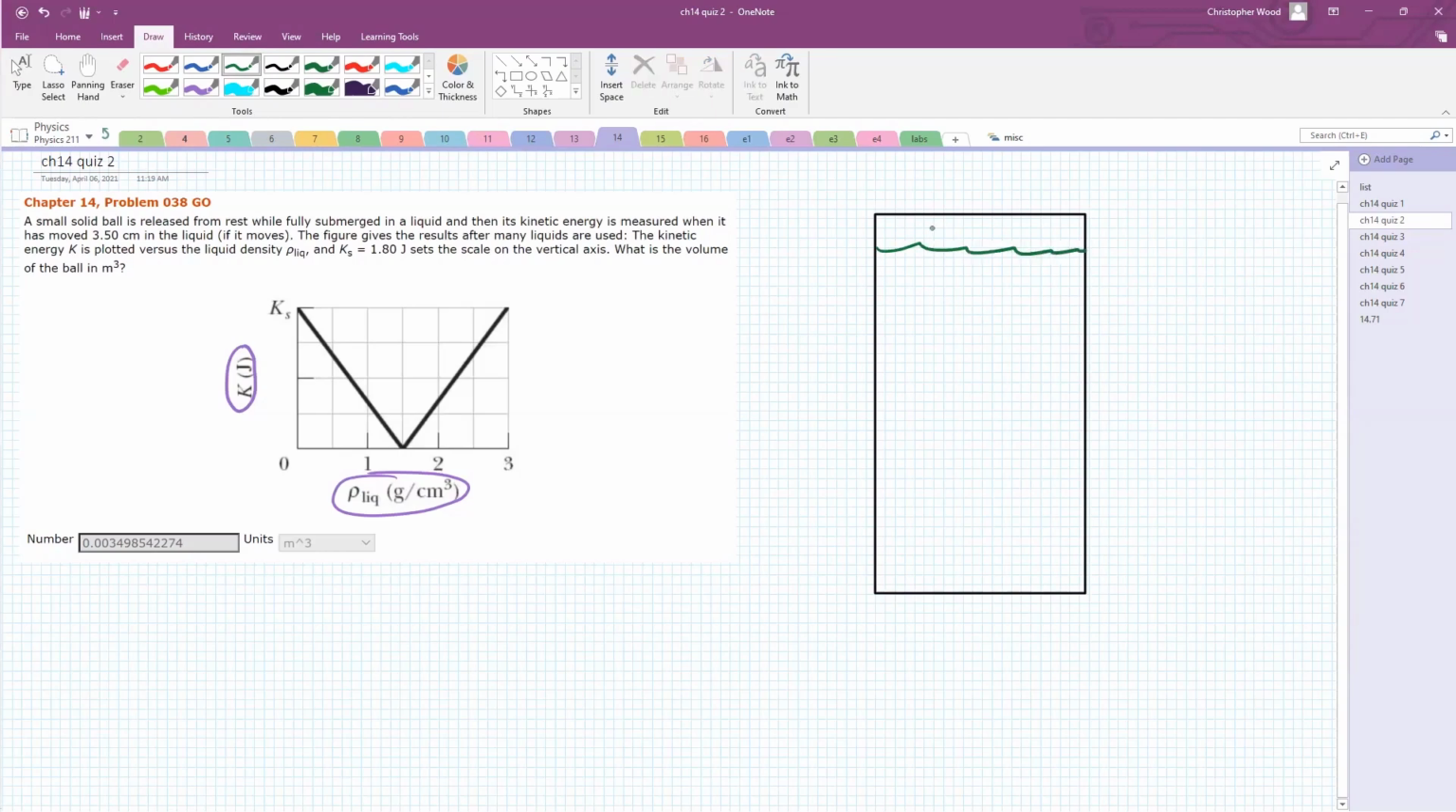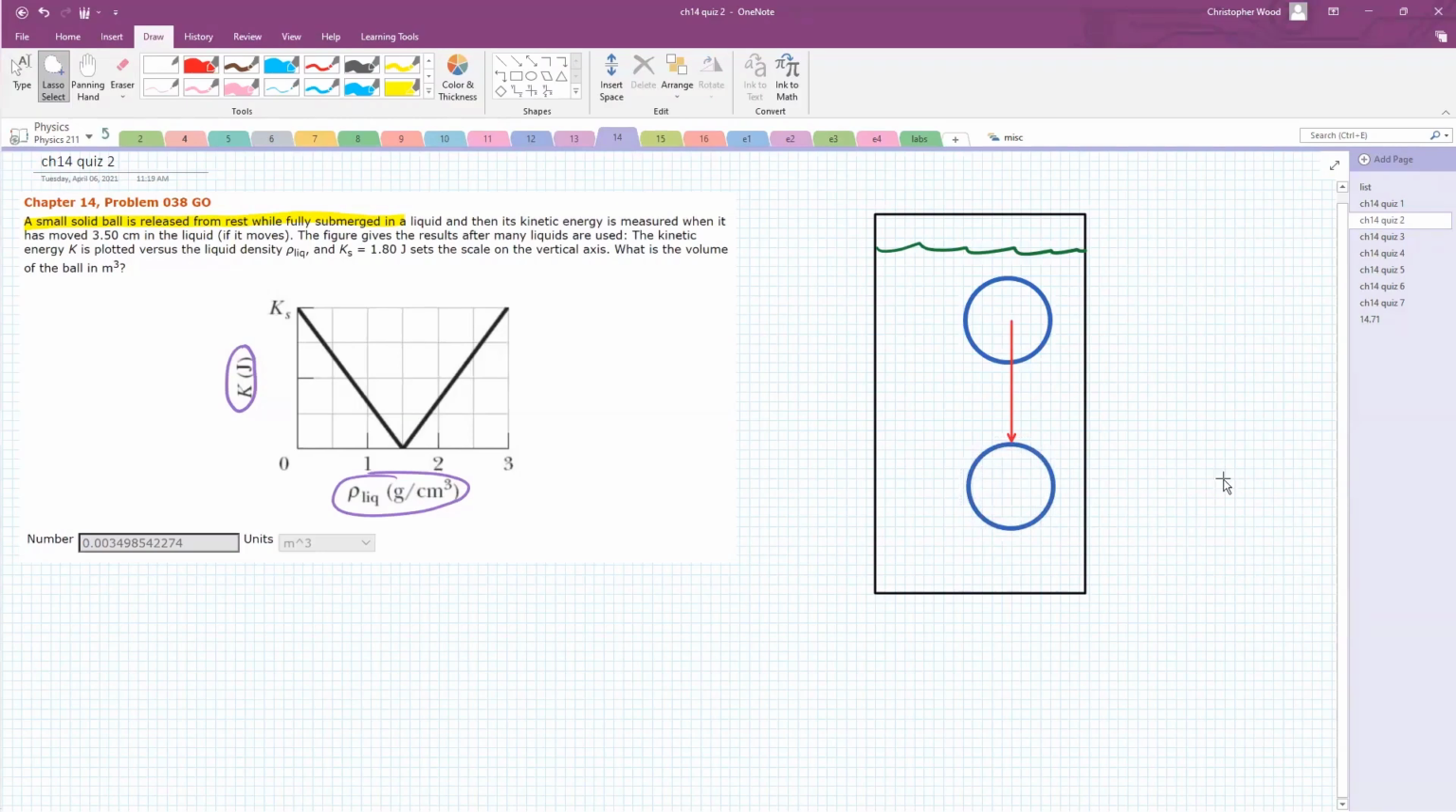Once we have a tank filled with a liquid, we take a small solid ball, and while the ball is completely submerged, because this is where I'm reading the question carefully, the small solid ball is released from rest while fully submerged. So you're looking at a fully submerged ball that gets released from rest, and it falls. We're letting this ball fall 3.5 centimeters. I let go, and this ball falls 3.5 centimeters, and now the small solid ball ends up right here.